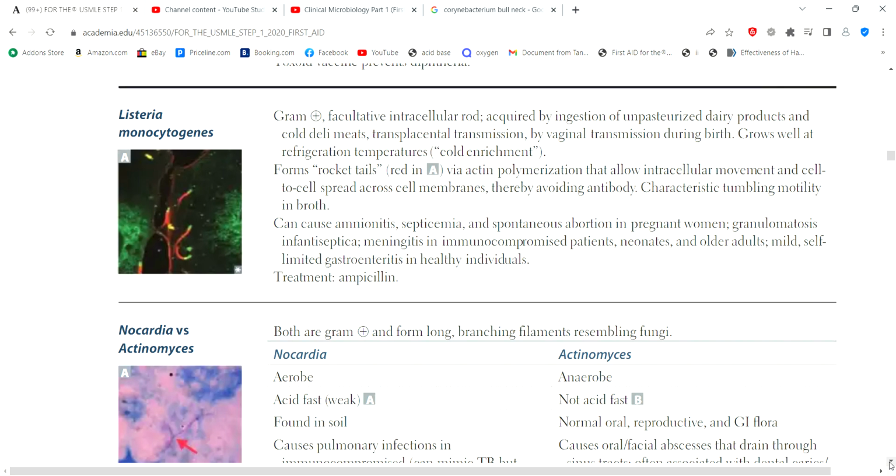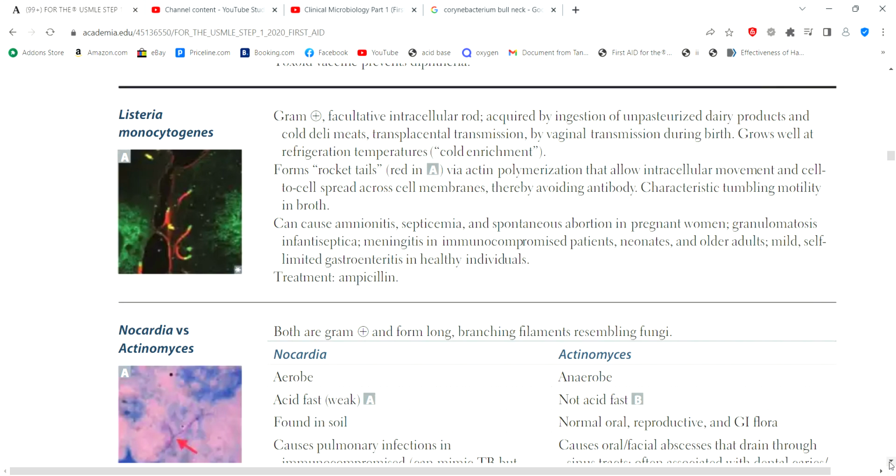Okay, treatment is ampicillin. So what we're going to get into is Listeria. It is the third most common cause of meningitis in newborns. Listeria, okay?